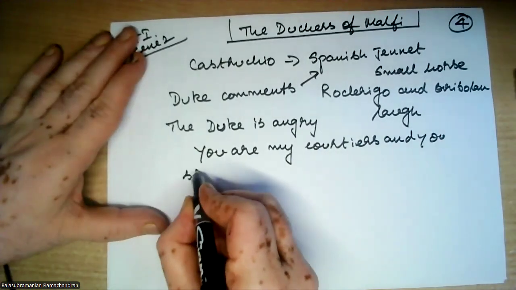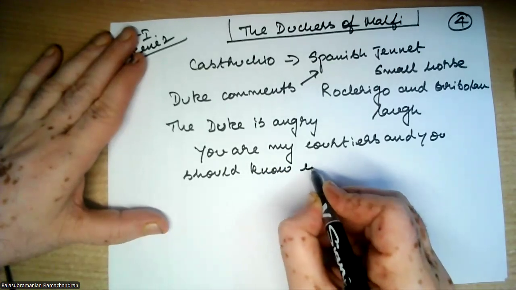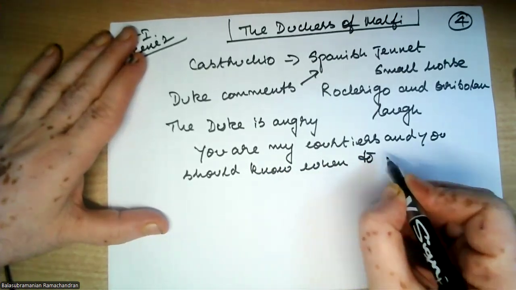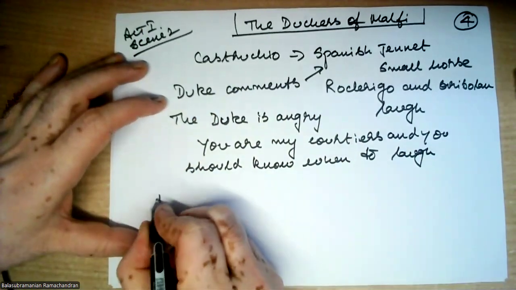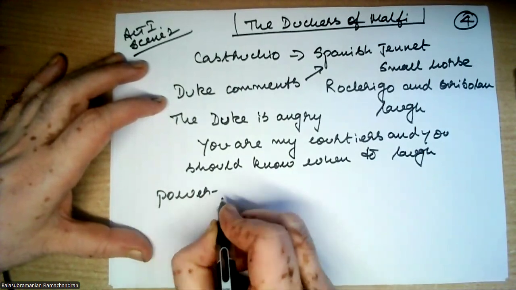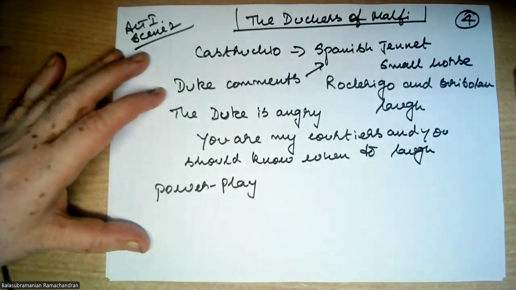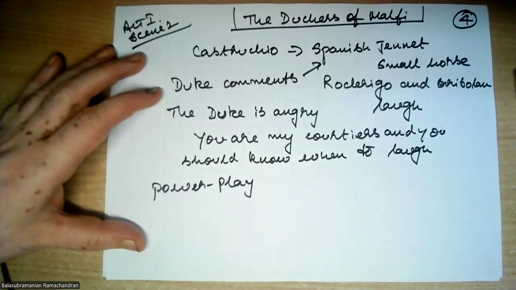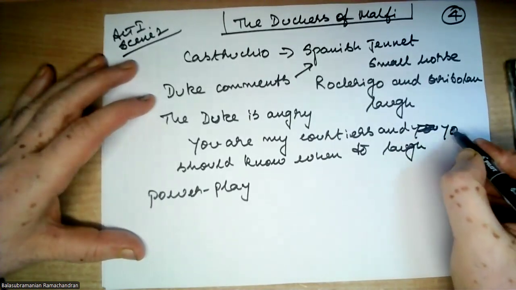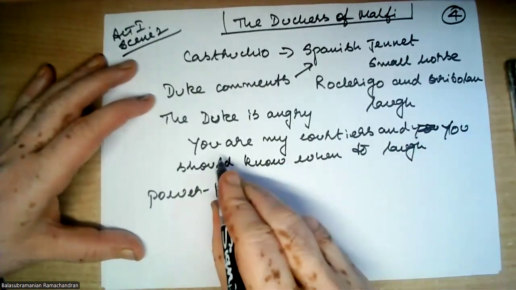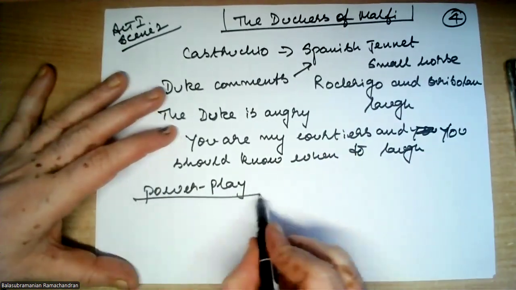Now, the problem is this, people, this is not about laughter. This is about power play. The Duke wants to establish that, look, when I give you the instruction to laugh, you laugh. Otherwise, you don't. You are my courtiers and you should know when to laugh. So this is power play.